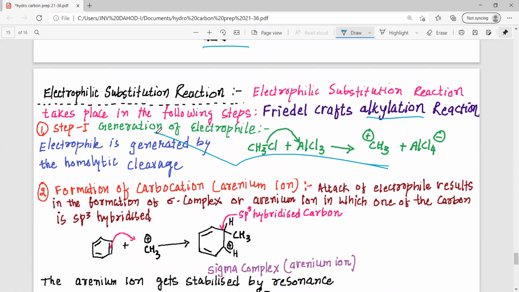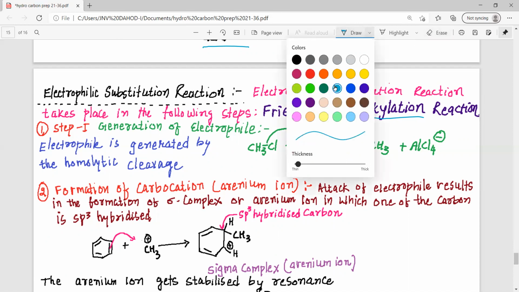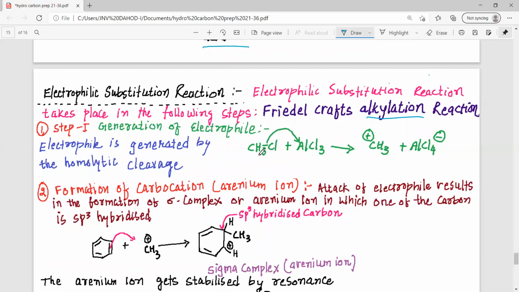So first, formation or generation of the electrophile takes place. Due to the generation of the electrophile, my dear students, we have CH3Cl and AlCl3. This CH3Cl bond is being broken, and due to the heterolytic cleavage, we get Cl minus. This Cl minus combines with AlCl3 to give us AlCl4 minus, and we get CH3 plus.